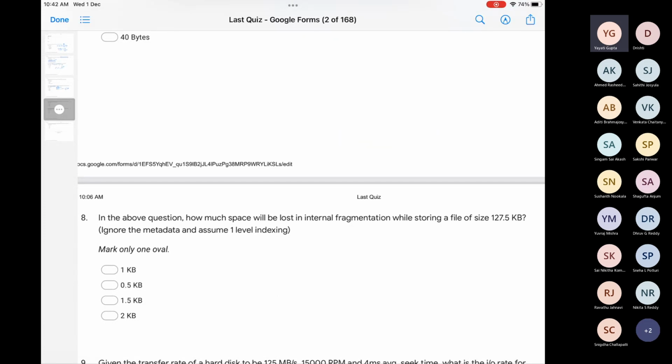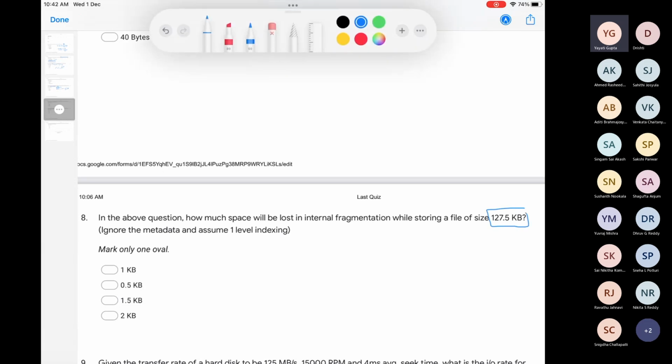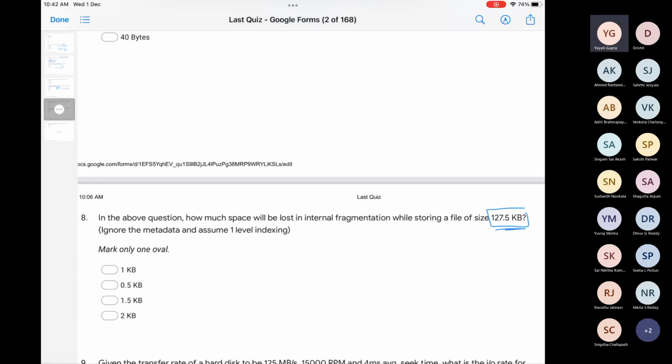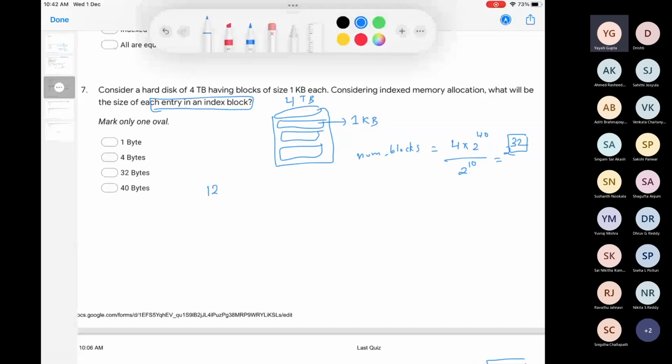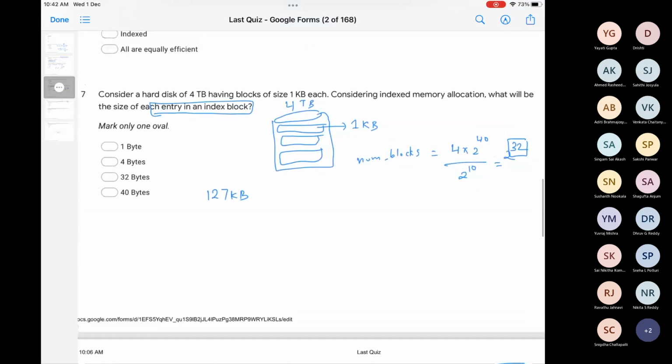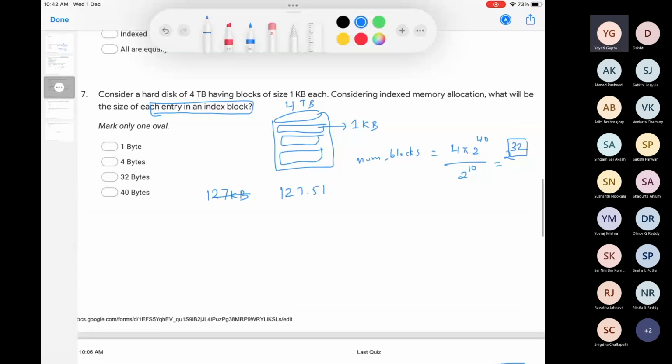So how much space will be lost? So let's say you have, in the above question itself, if you had to store a file of 127.5 KB and you are using an indexed location, one level indexing, how much space is lost in internal fragmentation? So let's go up. So see, you have 127.5 KB. So first of all, you will be storing this data into blocks, and then those blocks can be anywhere. So how many blocks will we need for storing 127.5 KB?